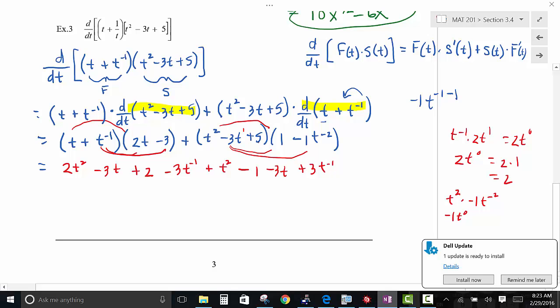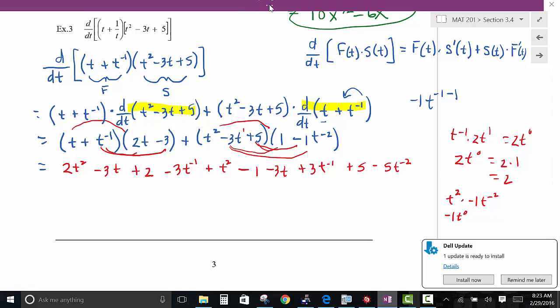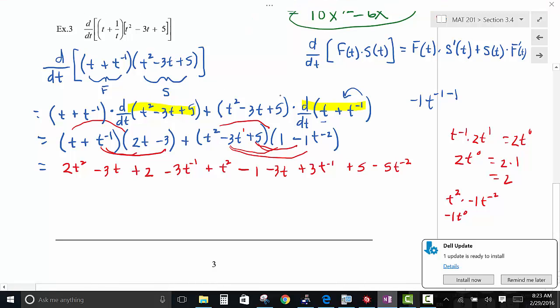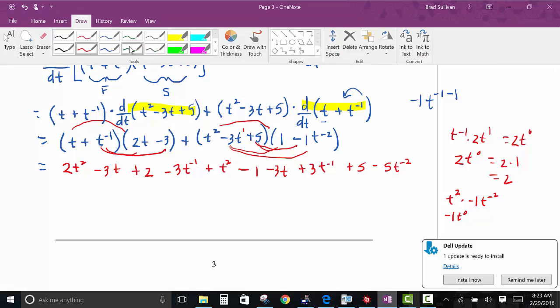I'll do the 5. 5 times 1 is 5, so that's easy enough. And then 5 times negative 1 is negative 5t to the negative 2. Now that's foiling and multiplying. You guys have done that fine, but you've got to be sure that you pay attention to those exponent rules when they show up. Now, do you see any like terms that could go together? Let's start putting them together, and then we'll change the negative exponents to positive primarily. Then we'll be done.